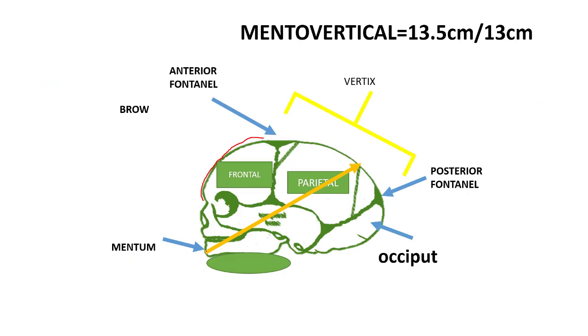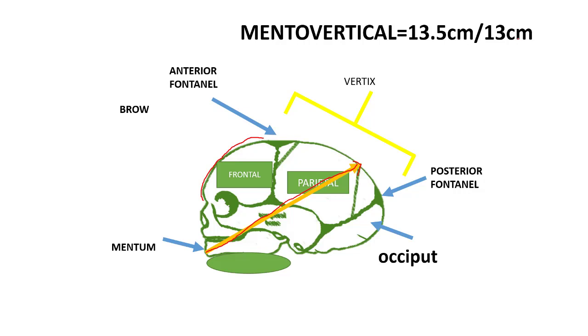Presenting diameter is mentovertical, that is 13 centimeter. This is the mentum. As we know, the area between the anterior fontanelle and the posterior fontanelle is the vertex. When we measure the distance between the mentum till the highest point of the vertex, it is called the mentovertical diameter. That is about 13.5 cm according to Dewhurst, or 13 cm according to Ten Teachers.